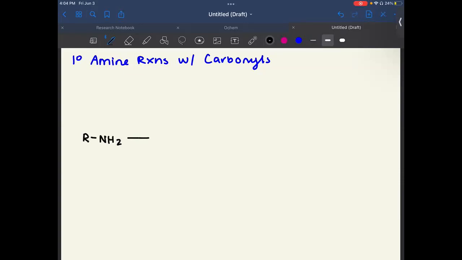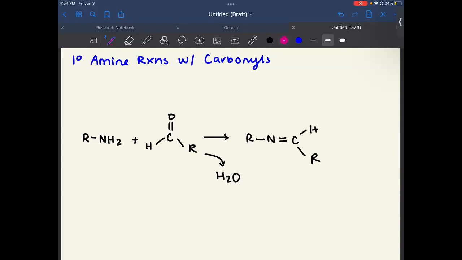That is going to be a primary amine because there's two hydrogens and one R group. We're going to add it to this molecule, which is an aldehyde. And then out of this reaction, we are going to get H2O. And our final product is going to be this, which from our last slide, we know is an imine because of that double bond and the single bond connected to the nitrogen.